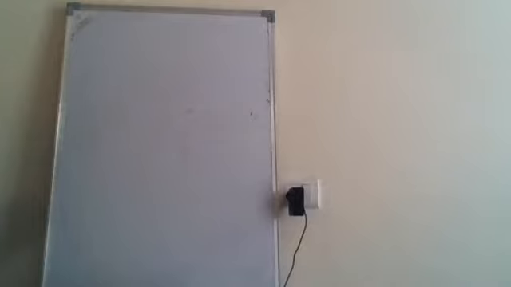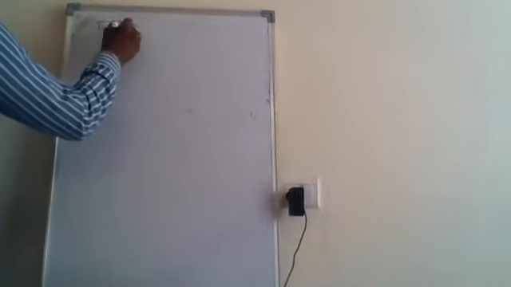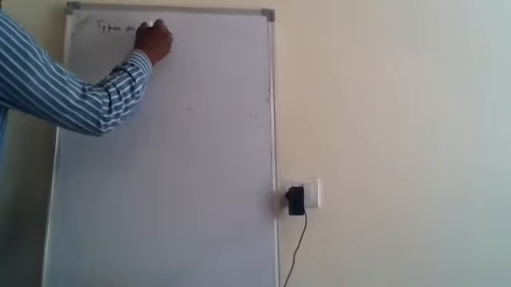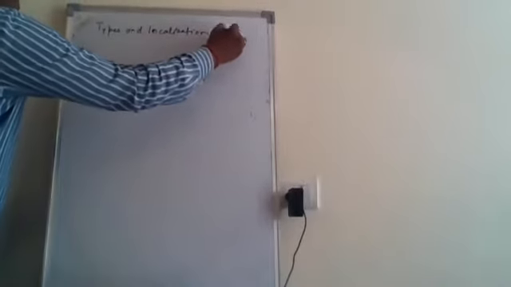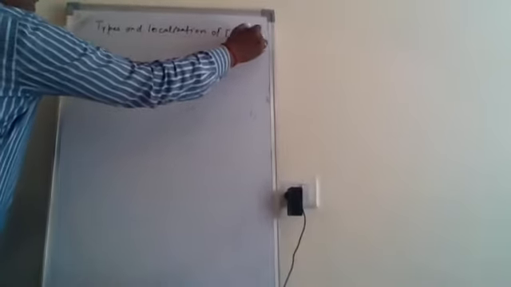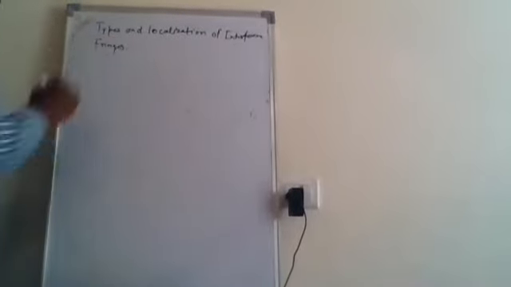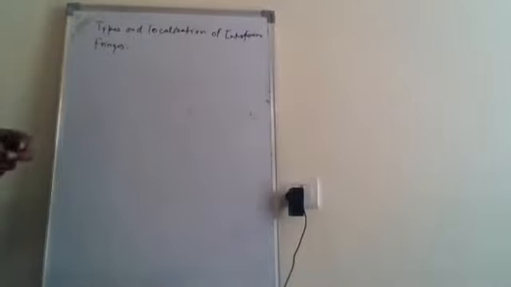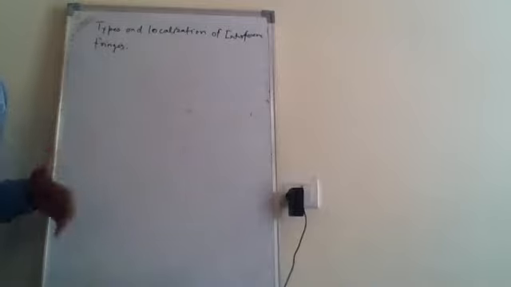Now today we are going to discuss the types and the localization of interference fringes. Types of fringes depend on which kind of fringes are going to form. It depends on which kind of interferometer we are using.